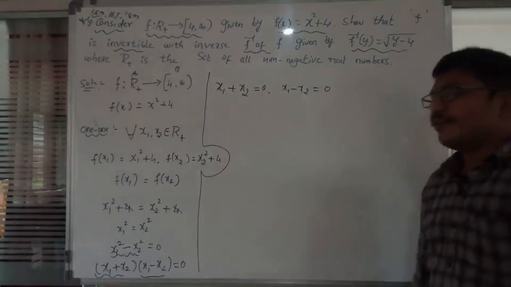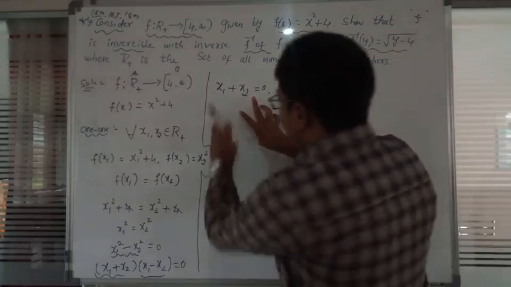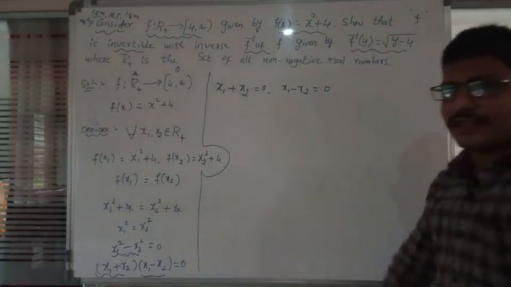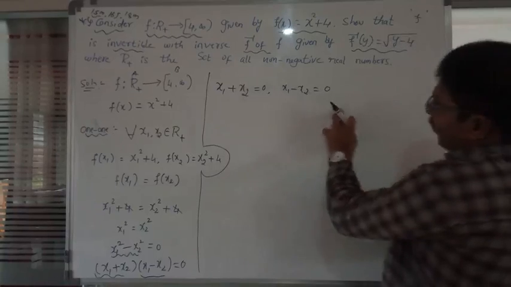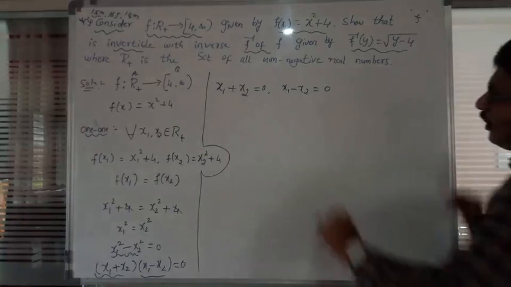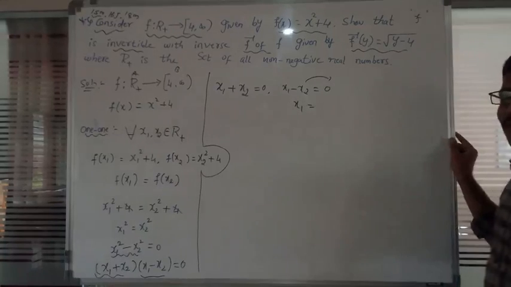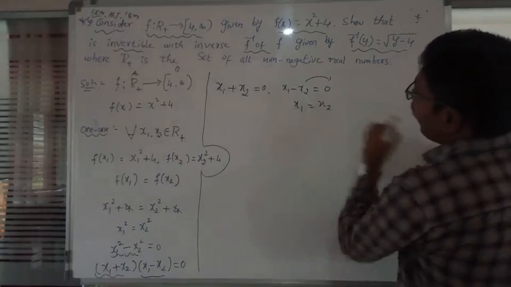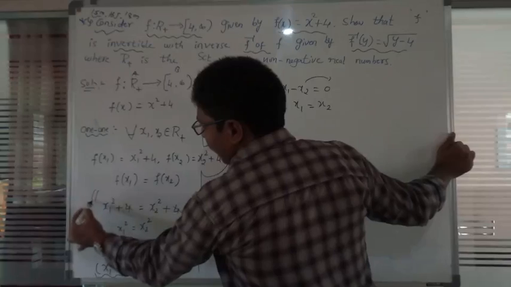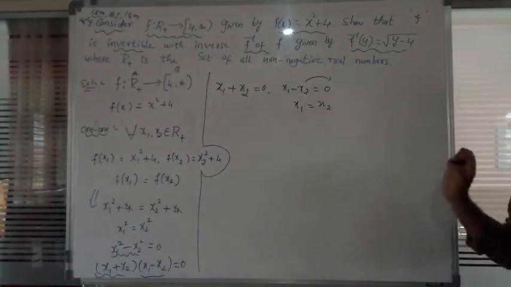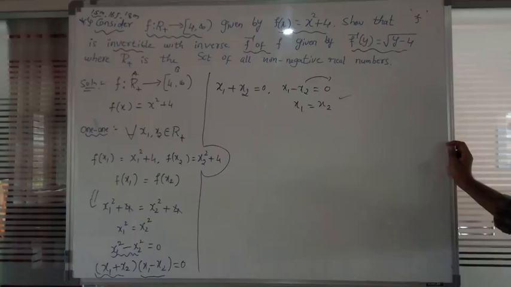From these two equations, which equation satisfies x1 is equal to x2? Just concentrate on that only. If x2 is shifted to the RHS side, what happens? x1 is equal to minus x2. If x1 minus x2 is shifted to the RHS side, what happens? x1 is equal to x2. This one is converted into positive x2. We need only x1 is equal to x2. f of x1 is equal to f of x2 implies that x1 is equal to x2. So we get this value, x1 is equal to x2.